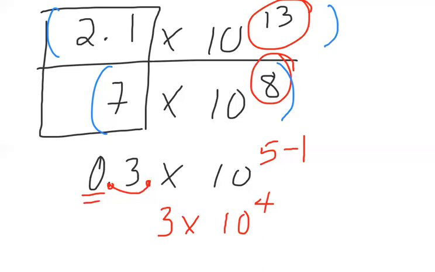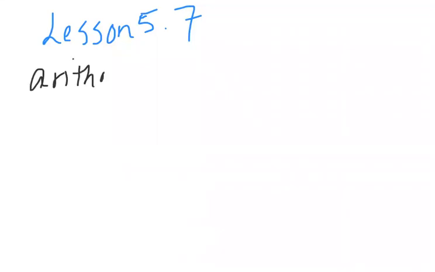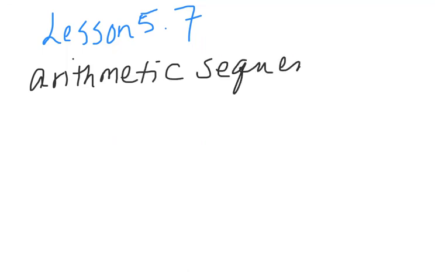So here we are, guys. Lesson 5.7. And lesson 5.7 has to do with sequences. There are 2 types of sequences we're looking at. We are looking at first the arithmetic sequence. Now, guys, the arithmetic sequences require formulas. I will be giving you the formulas on the test so you don't have to memorize them, okay?